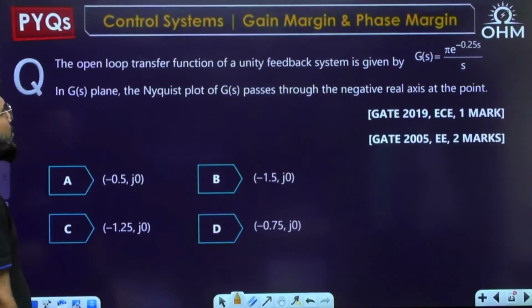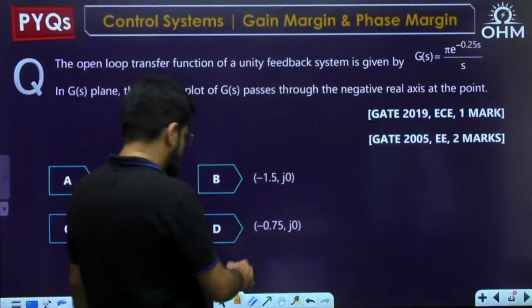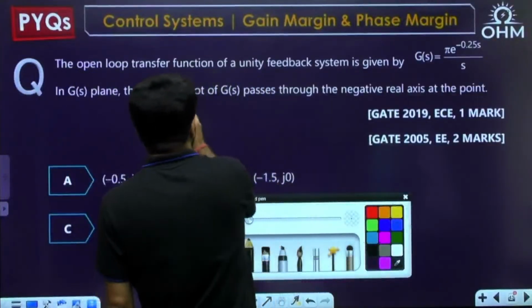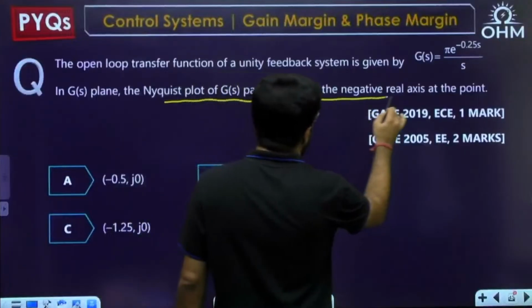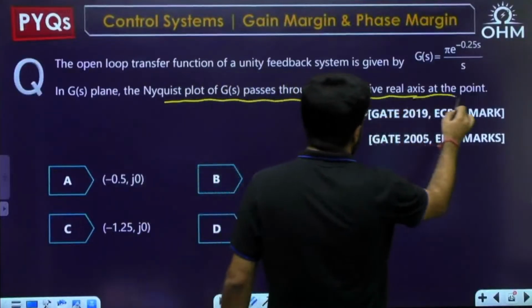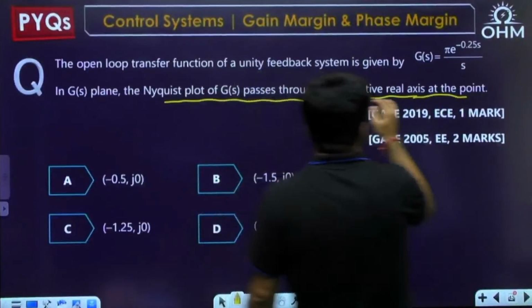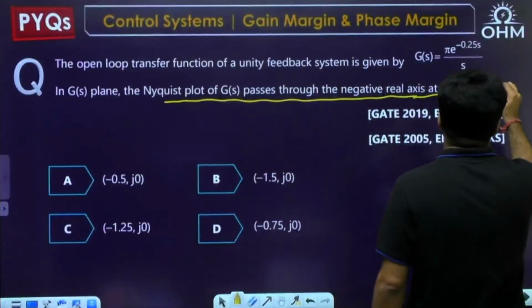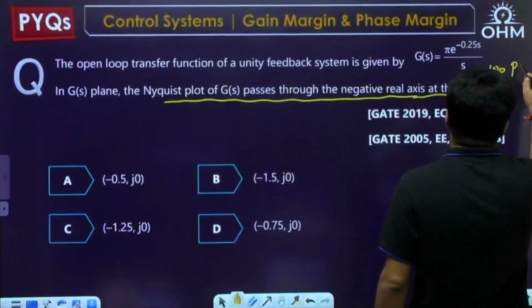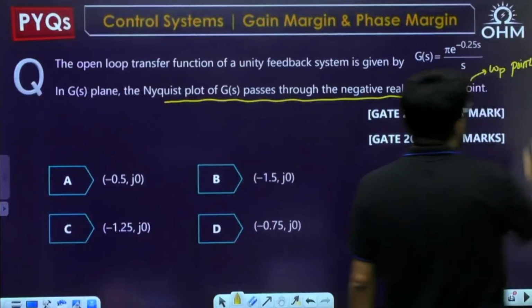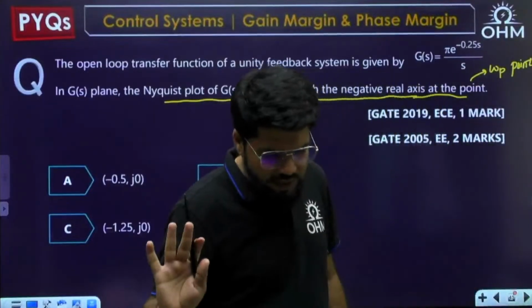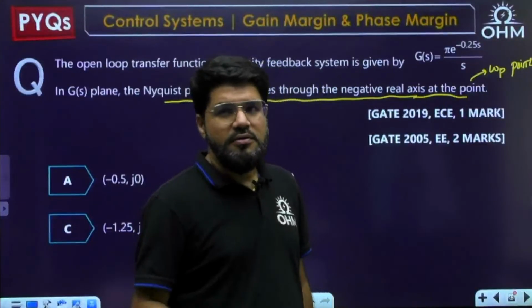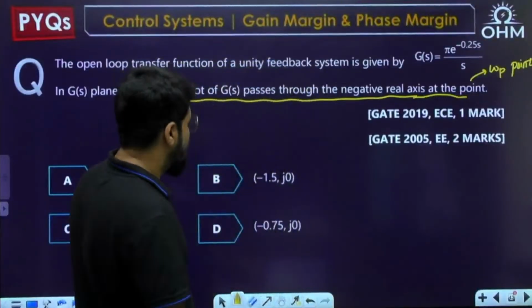Now, the question is the Nyquist plot of G(s) passes through the negative real axis, at which point? Whenever the Nyquist plot crosses the negative real axis, that point is known as the omega p point. You don't have to draw the Nyquist plot, don't worry. It is on the omega p point.